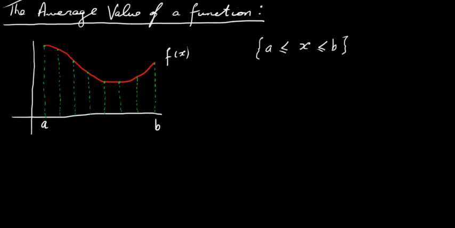Right, so in this video I'm going to have a look at the average value of a function. So first thing I'm going to do is just show you where the formula for this comes from. So we have this function here, f of x. It's this red curve here.